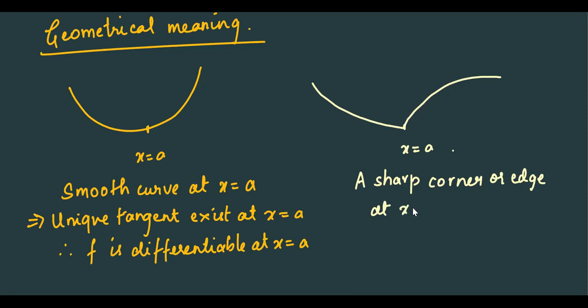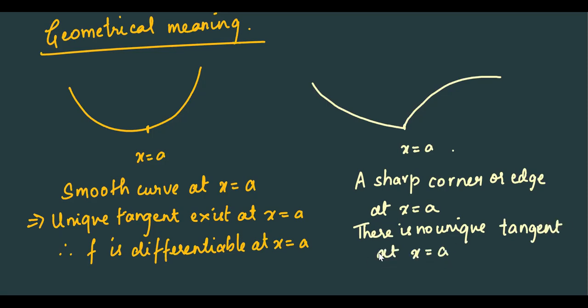Sharp corner or sharp edge at x equal to a. All right, so the function has a sharp corner or sharp edge. Now, there is no unique tangent. Why? Because at a, you take a point just left to a and draw a line.